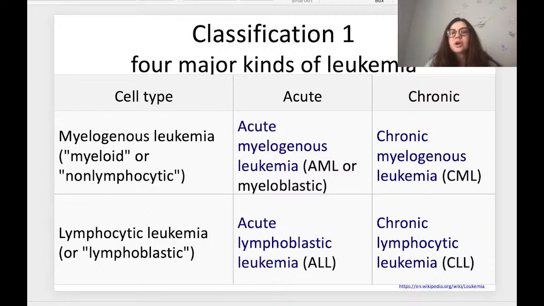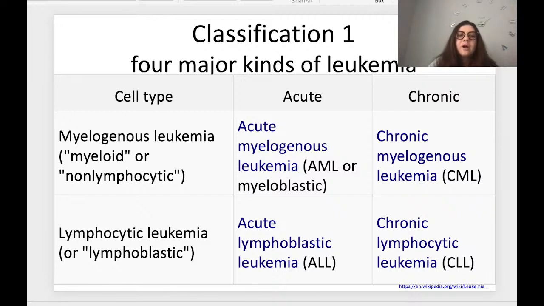Classification. 4 major kinds of leukemia. I told you that 2 big groups, acute and chronic, and 2 big groups, myelogenous and lymphocytic. If it is acute and myelogenous, we name it acute myelogenous leukemia, or AML, or myeloblastic. If it is chronic myelogenous, we name it CML, or chronic myelogenous leukemia.